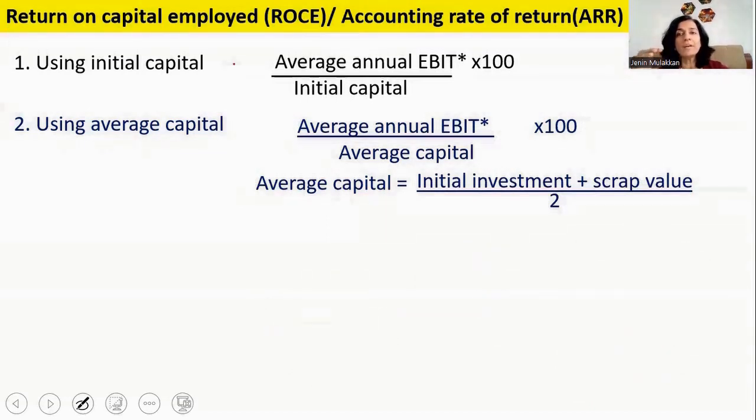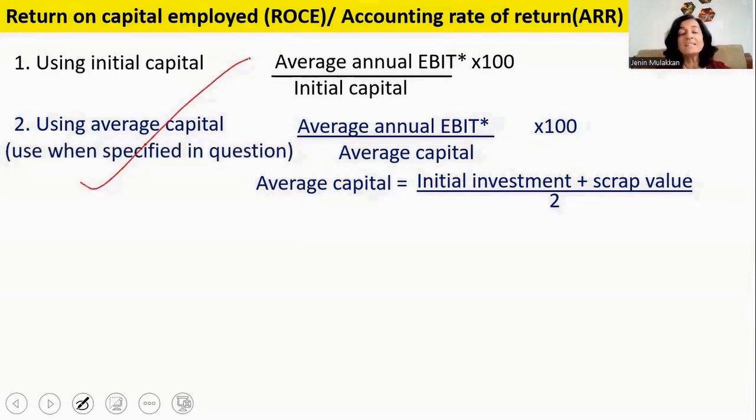Now, for return on capital employed, you might have a confusion whether we should use the first formula, that is using the initial capital, or we should use the second formula using the average capital. The answer is quite simple. If you have to use the average capital, it will be specified in the question. If the question is silent, then we can very safely use the first formula, that is using the initial capital.